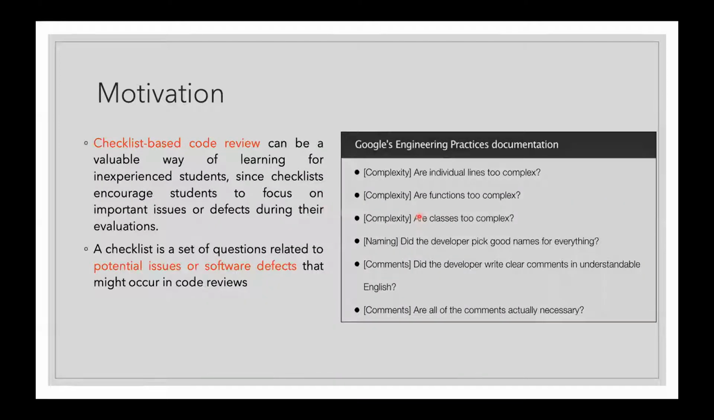So we found that checklist-based code review can be one of the valuable ways for students, especially inexperienced students, to learn how code review can be conducted, because the checklist encourages the students to focus on important issues or defects during their evaluation. On the right-hand side is an example of Google's engineering practice documentation, where the reviewers are provided with some questions focused on specific defects.